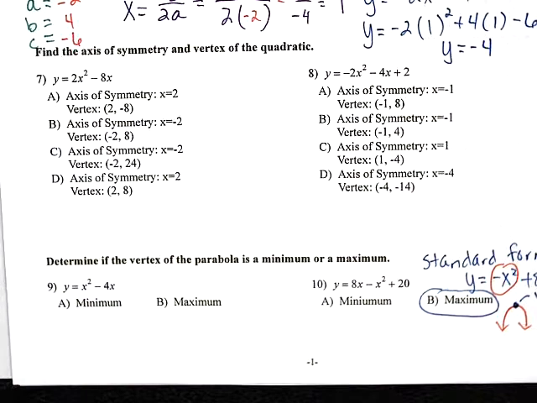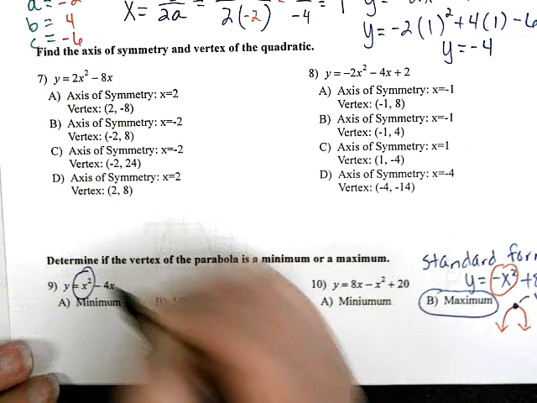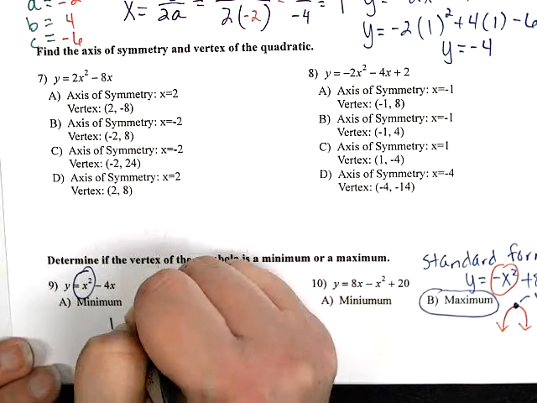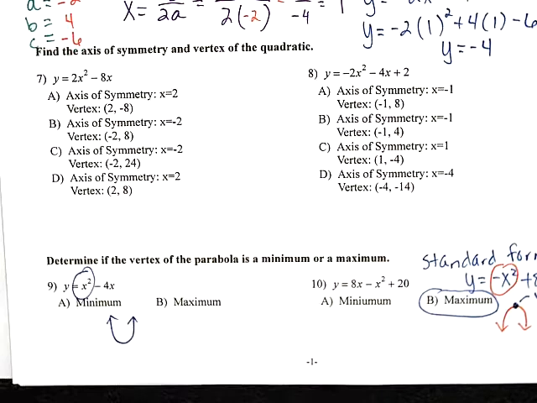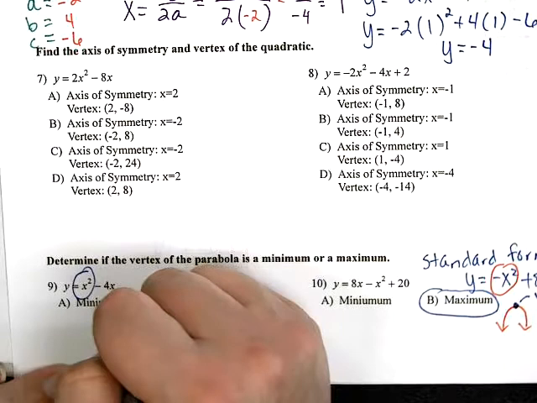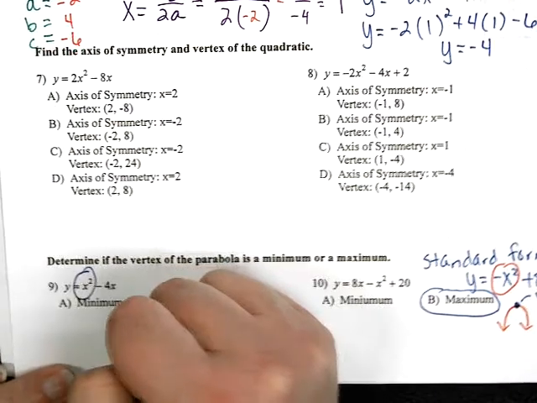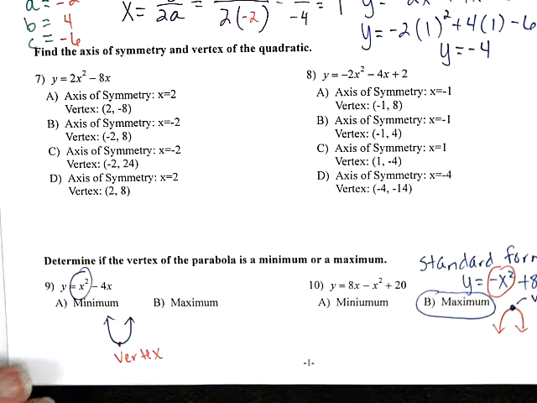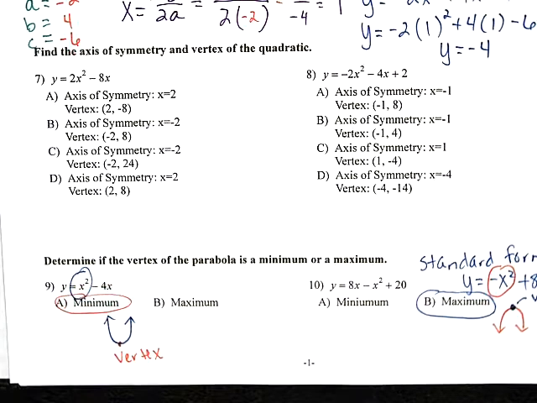Similarly with number 9, if we look at it, it's already in standard form. So I'm looking at a positive x squared. That means my parabola opens up. So in this case, my vertex is down here at the bottom. So since it's at the bottom, that's a minimum.